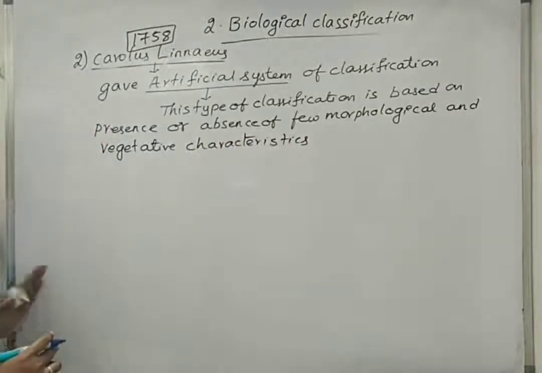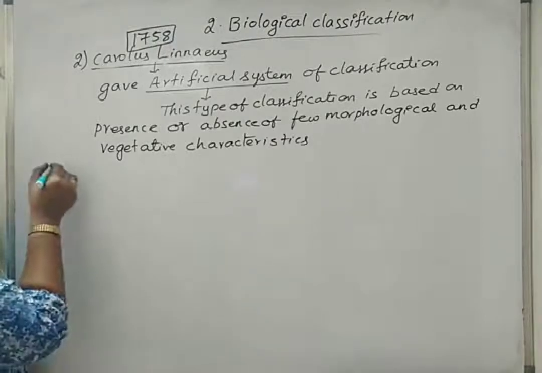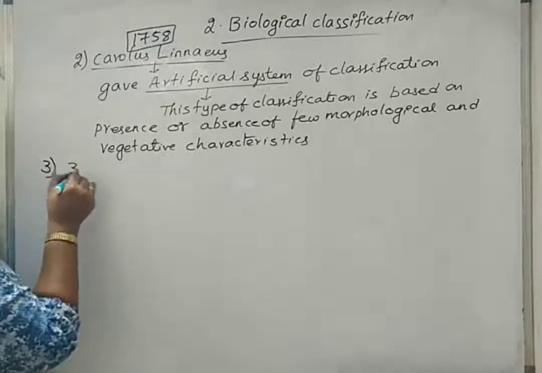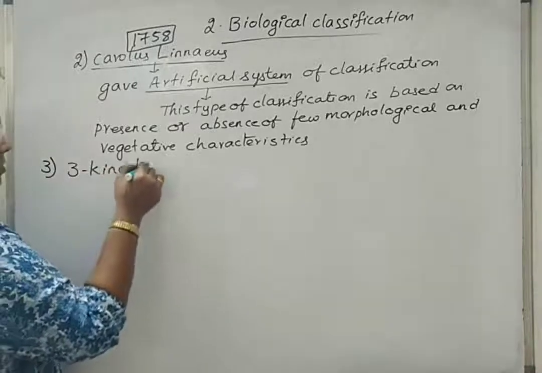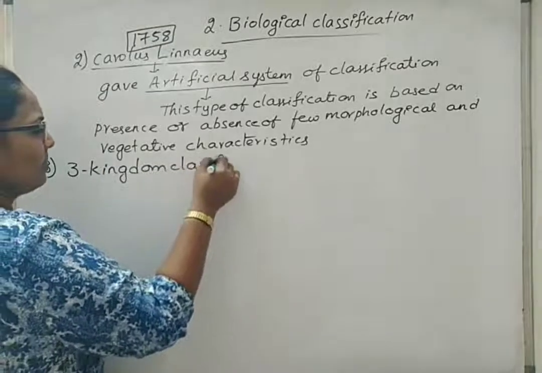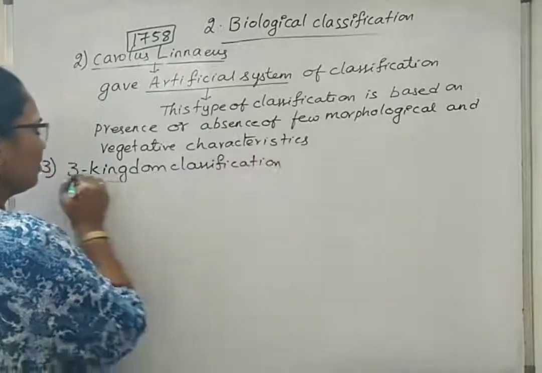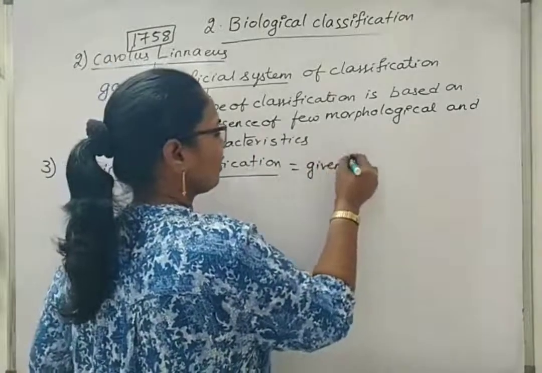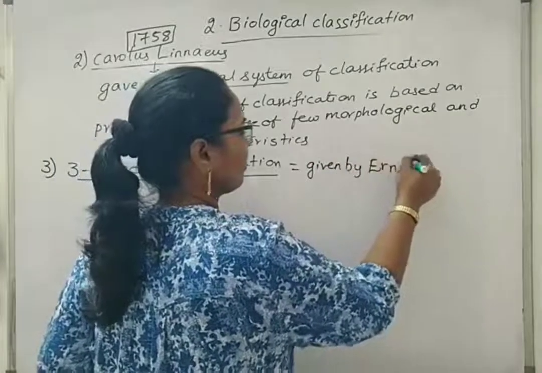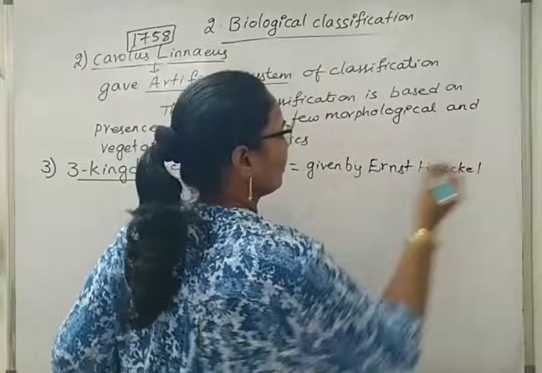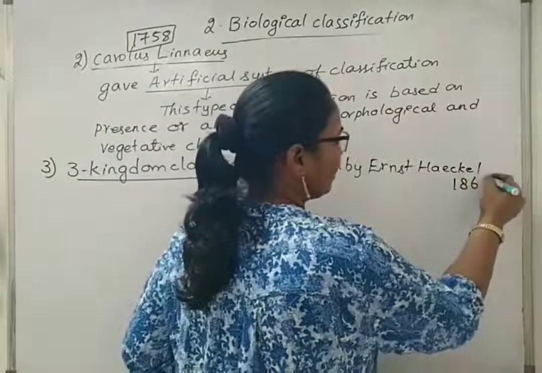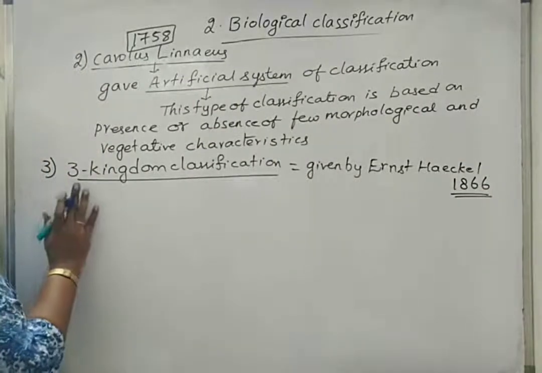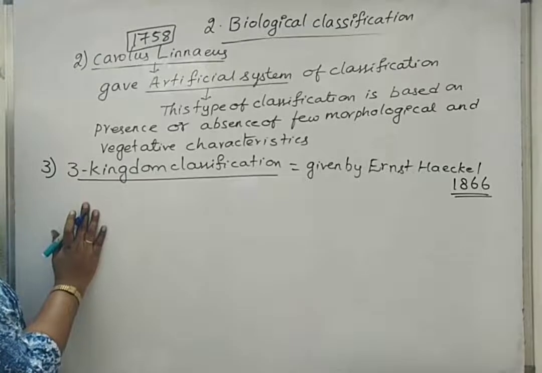This is about Carolus Linnaeus and his types of classifications. Third type of concept is regarding three kingdom classification. This is given by Ernest Haeckel in the year 1866. Years are very important in this chapter. So, three kingdom classification proposed by Ernest Haeckel.